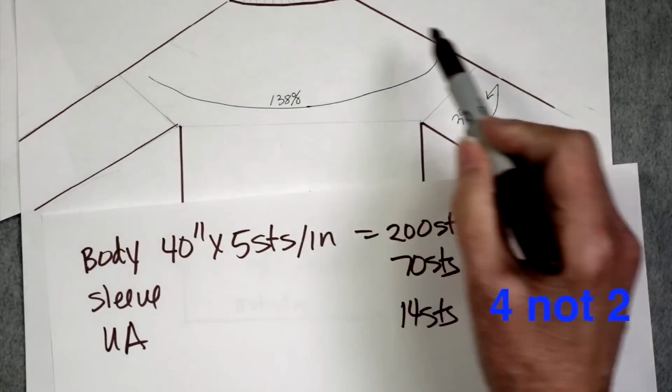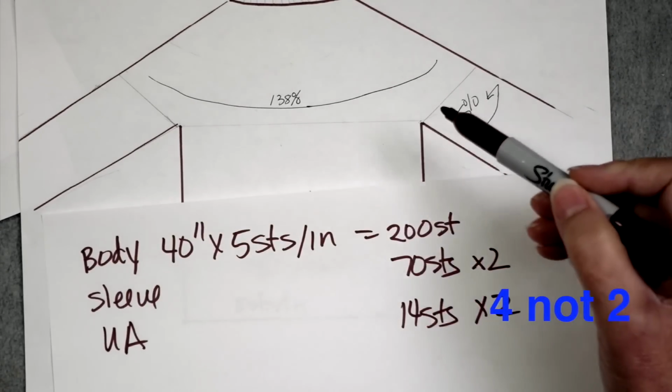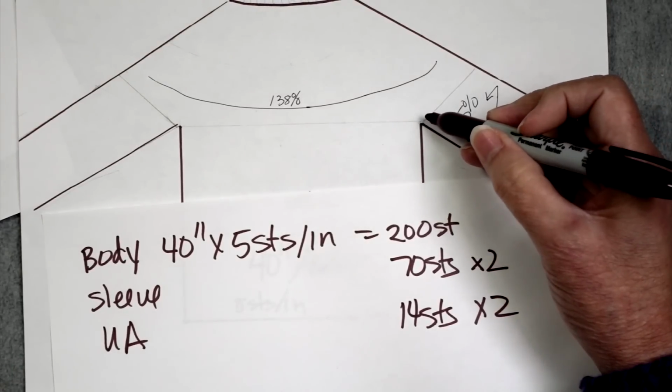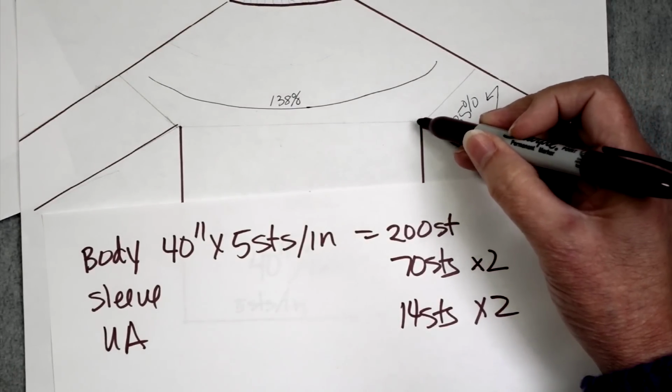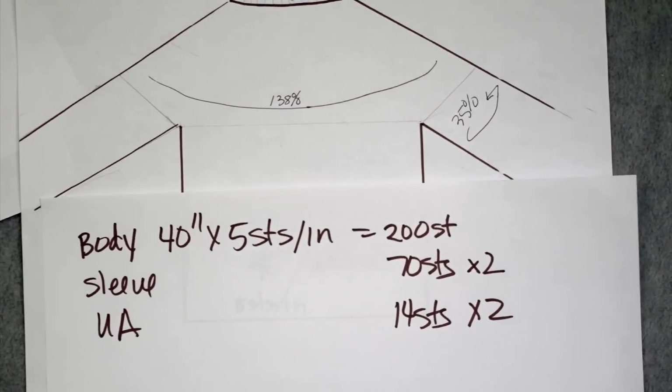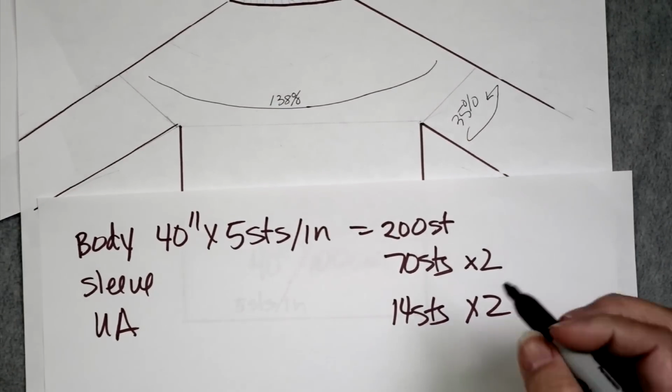When I join in the round, when I work across the sleeve and then join to the body, I'm going to work a decrease. I'm going to work the last stitch of the sleeve together with the first stitch of the body. That will help tighten up the gap right there. So that means there's going to be 4 decreases.